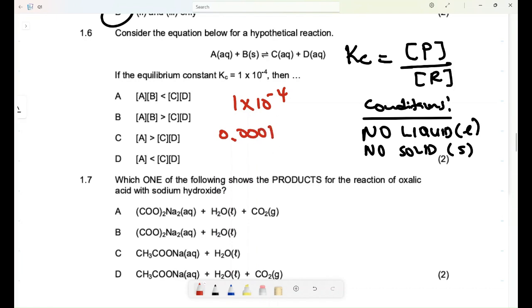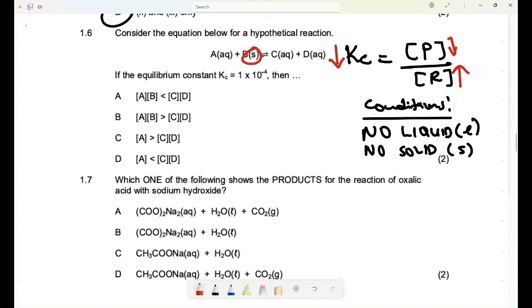Can you see that 1 times 10 to the power of negative 4 is the same as 0.0001? So Kc is less than 1. And if Kc is less than 1, it means that since it is directly proportional to the products, our products will be less and our reactants will be high. But before I go anywhere, in the expression here, I do not expect to see B. Why?